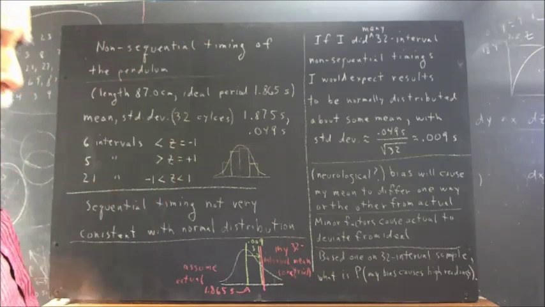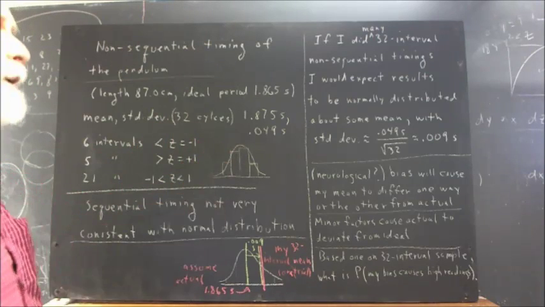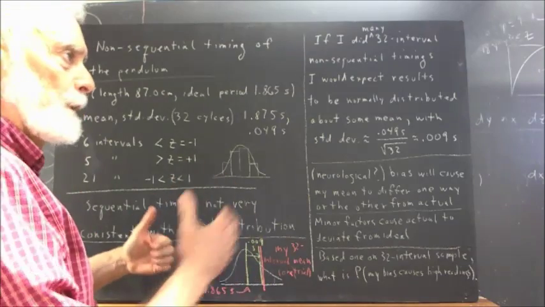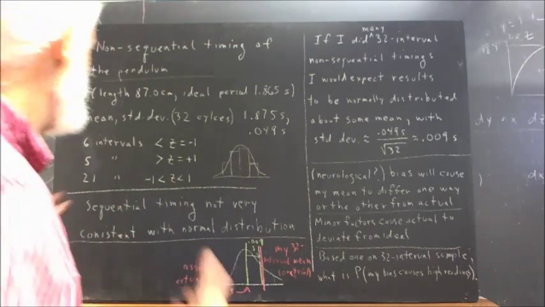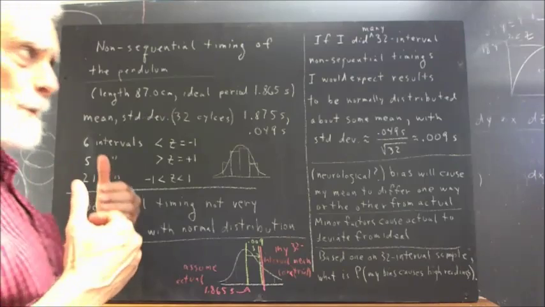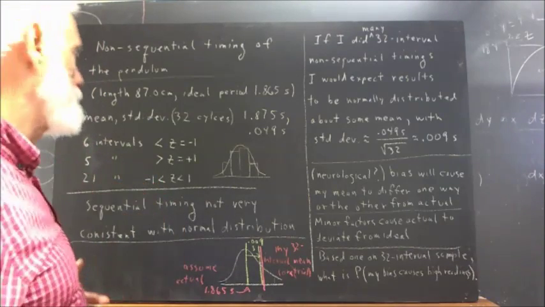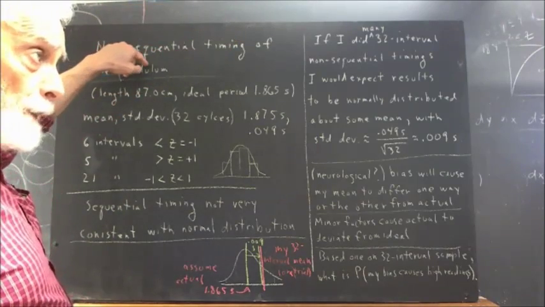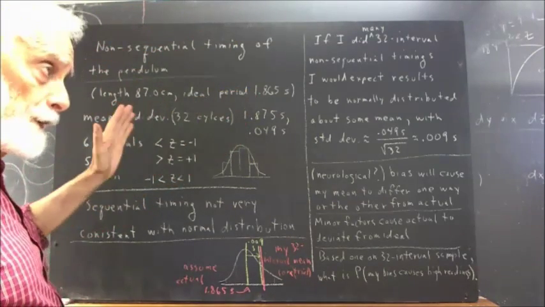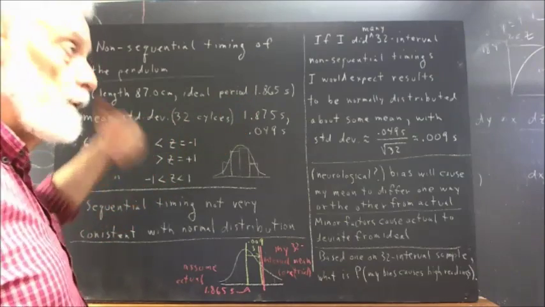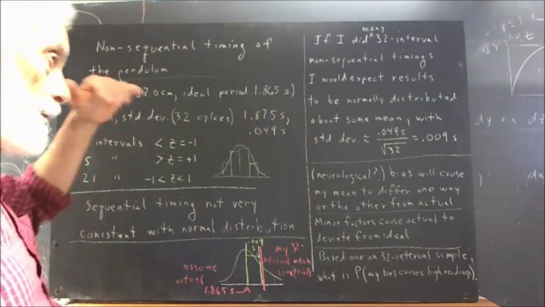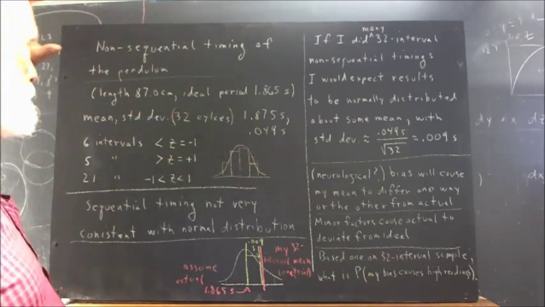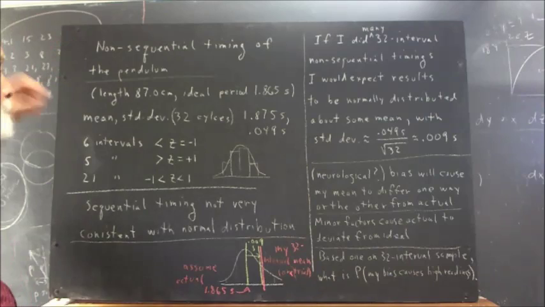Sequential timings of a pendulum don't give us a very good normal curve. I suspect that the influence of one timing on the next messes up the normality of what might be expected to be a normal distribution. So I did non-sequential timing of the pendulum. I didn't time every cycle. I skipped at least one cycle between timings of the period of the pendulum.